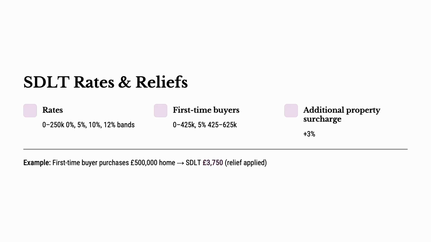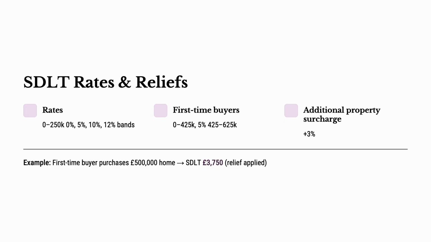SDLT rates, how it works. SDLT is charged on a sliding scale of rates for residential property. The current rates are 0% on the first 250,000, 5% on the portion from 250,000 to 925,000 pounds, 10% on the portion from 925,000 pounds to 1.5 million, and 12% on anything above 1.5 million. I hope it is the same today because it changes a lot. So I advise you to keep checking if they change.